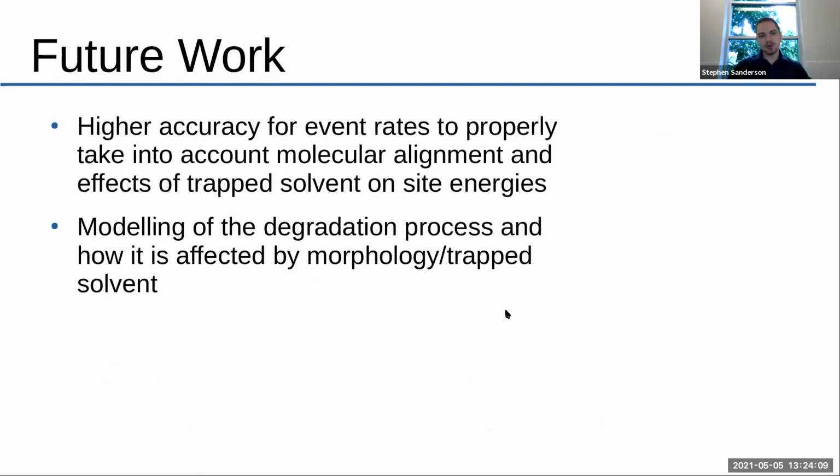So for future work, it'd be good to look at using some higher accuracy event rates that can properly take into account molecular orientation and the effects of trapped solvent on site energies, since trapped solvent might make a site more or less of a trap in the local area. And it'd also be good to directly model the degradation process and see how trapped solvent molecules in the vicinity affect the speed of that process.